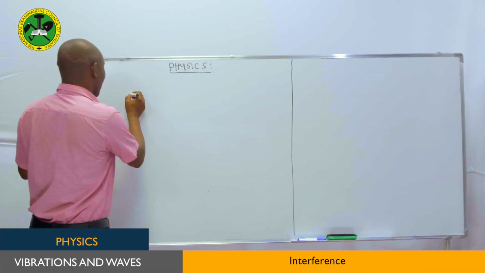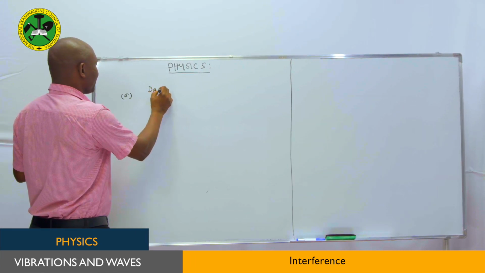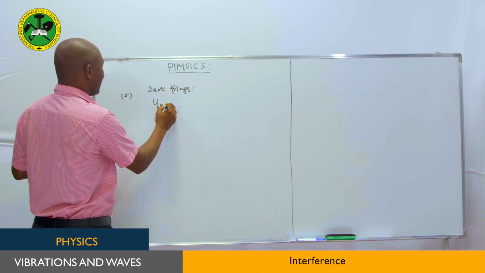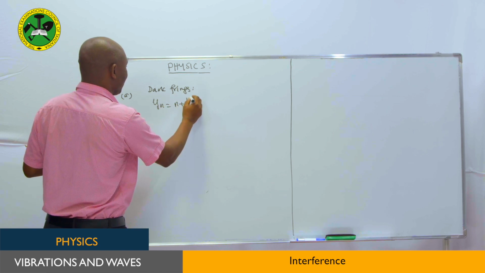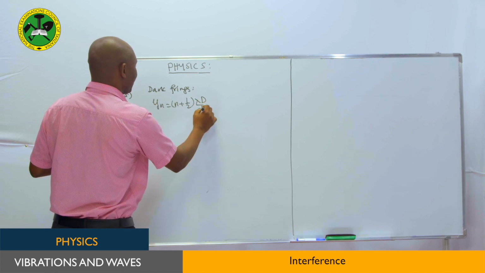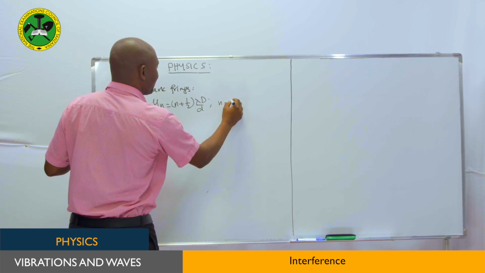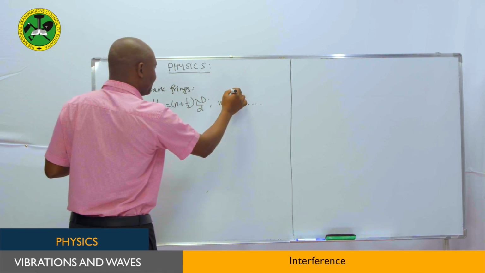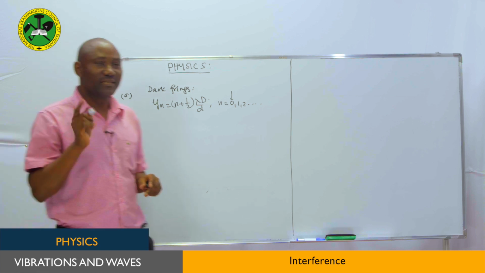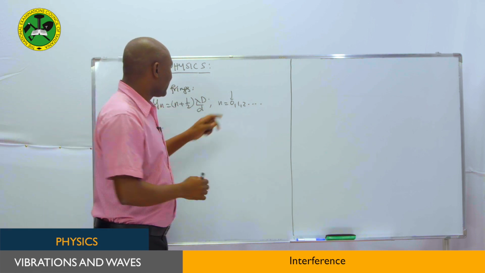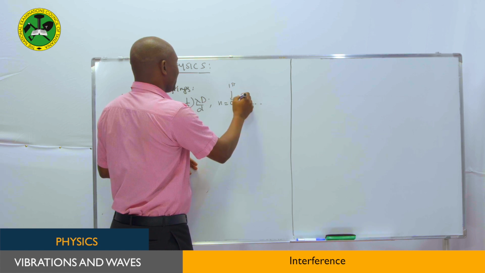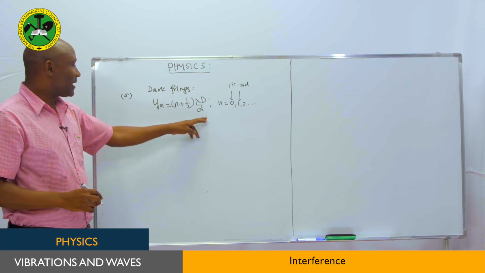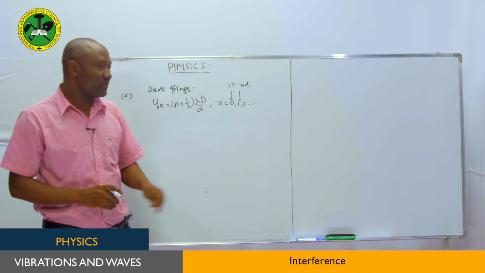Now, we have seen the formula. For dark fringes, the formula says that yn equals (n plus a half) lambda D over small d, where n starts from 0, 1, 2, and so on. So the first dark fringe is found when n equals 0, because the center is where you have the bright fringe. This is where you have the first, this is where you have the second, and so on. So you may have the correct formula but fail to get the correct answer because you don't know how to use the orders.